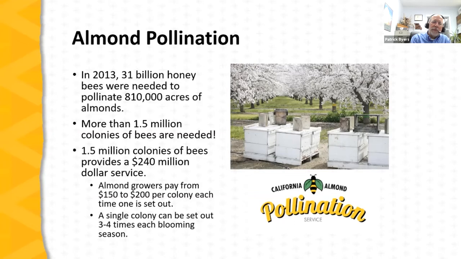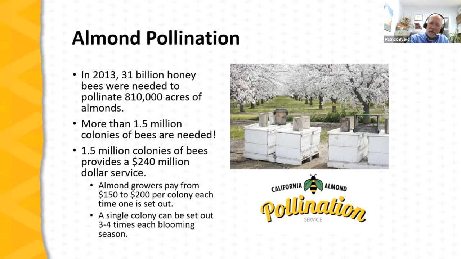And for those people who are supplying honeybee colonies for pollination, it's a $240 million industry. An almond grower is going to pay anywhere from $150 to $200 per colony each time one is set out. You need several colonies per acre, and a beekeeper can actually move colonies around in response to blooming of different cultivars, different regions in California. So again, a lot of interest in migratory beekeeping into California to serve a single crop, the almond crop.